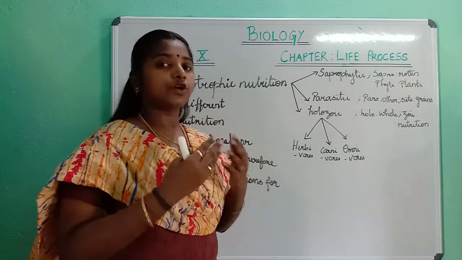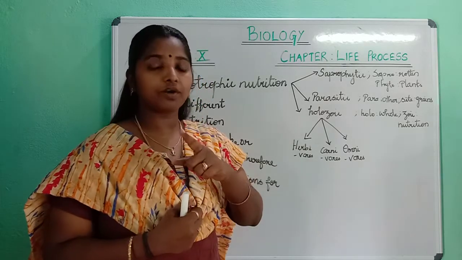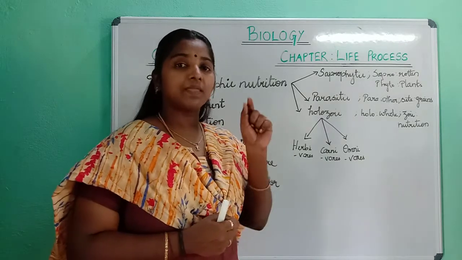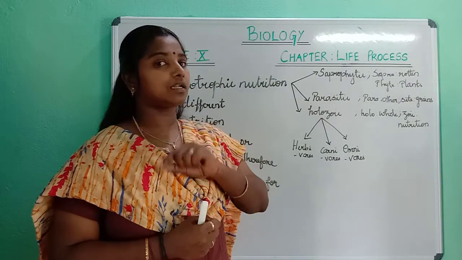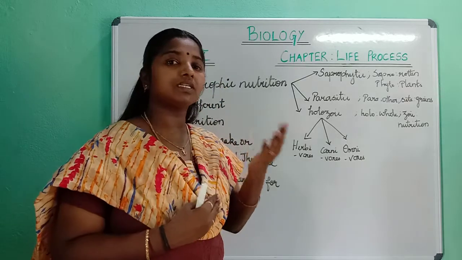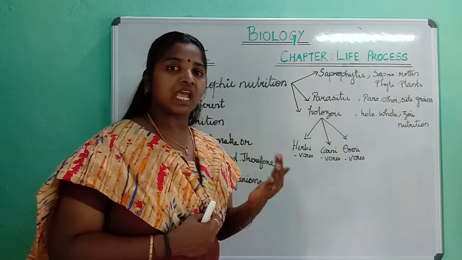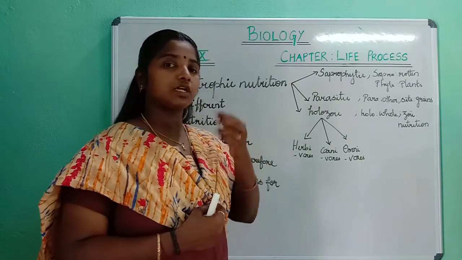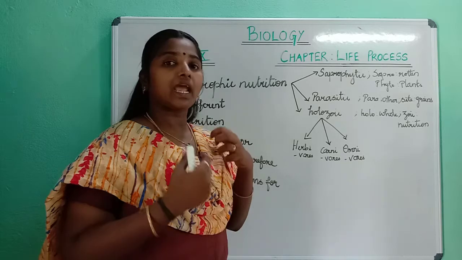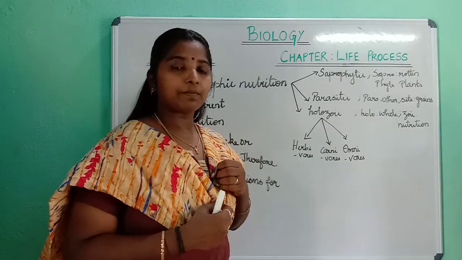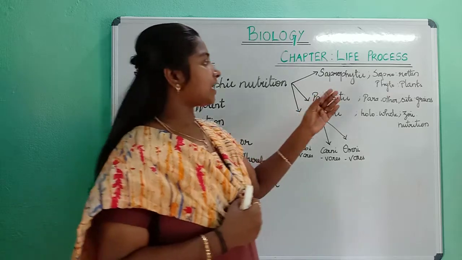Is it clear? So in parasitic nutrition, they cannot go and feed on dead and decayed organisms. They will not live upon the dead and decayed organisms. They can live only in another living body. For example, I am the host for the virus. So a virus can come and feed on me. They can enter through the nostril or through the mouth. They enter into my body and they feed on my organs. That type of nutrition is called parasitic nutrition.